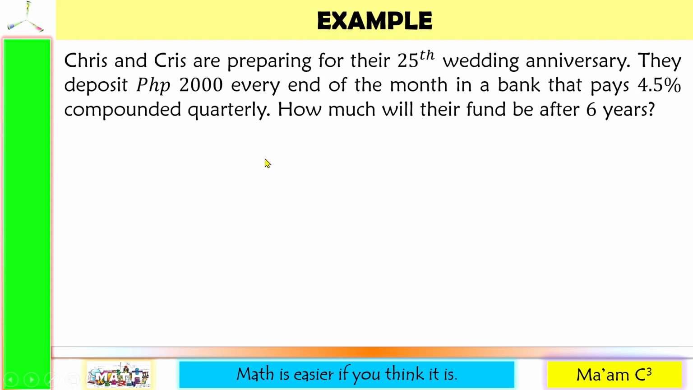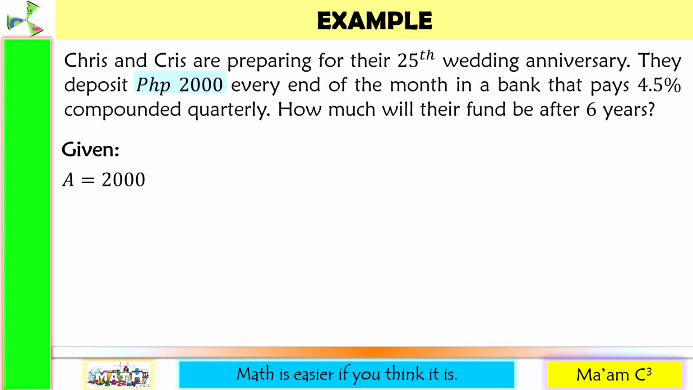The payment is done every month and the interest is compounded quarterly. Payment interval is monthly. Conversion of interest is quarterly. They do not coincide, so this is a general annuity. Now let us determine the given. First thing that we have here is 2,000 pesos, the amount of the annuity, letter A.